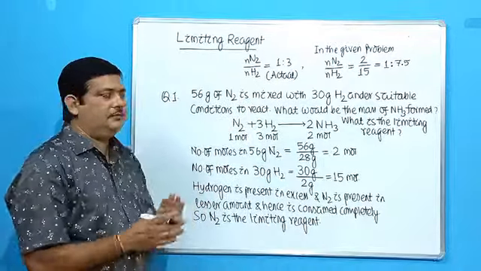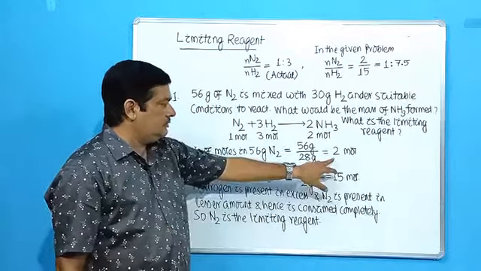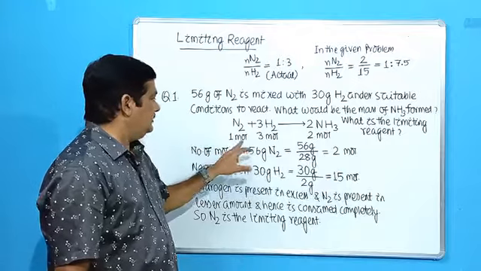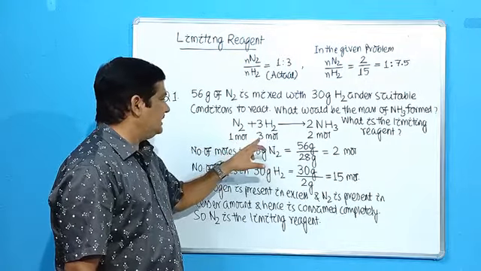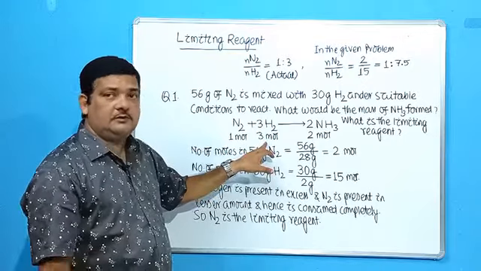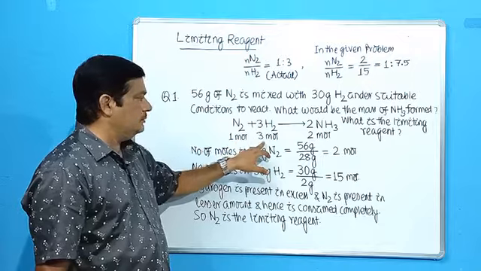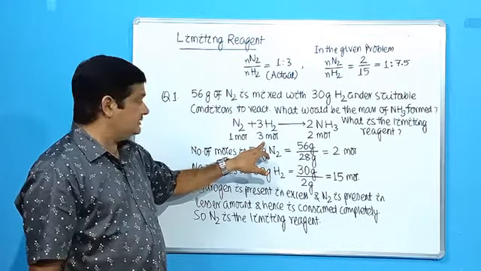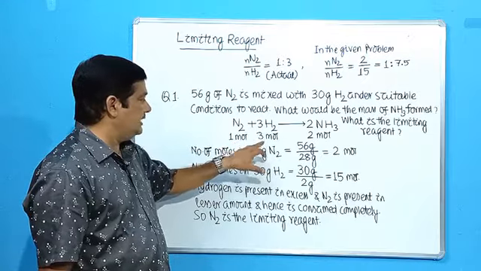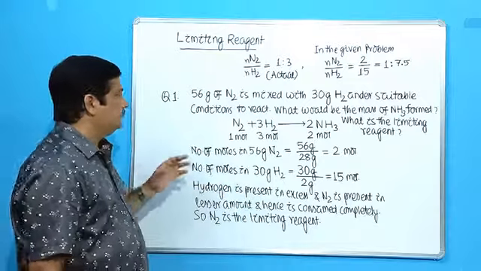Simply, if you don't go for the ratio, then what to do? Now you have to find out. 1 mole of nitrogen requires 3 moles of hydrogen as per the balanced chemical equation. So 2 moles of nitrogen requires 6 moles of hydrogen. You can solve it like this also. That means hydrogen is present in excess. Then the conclusion will be the same.